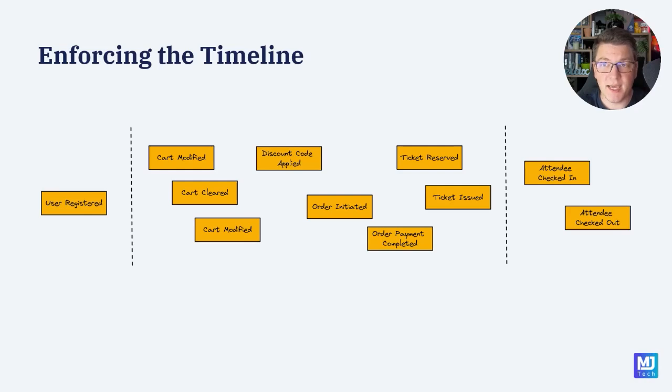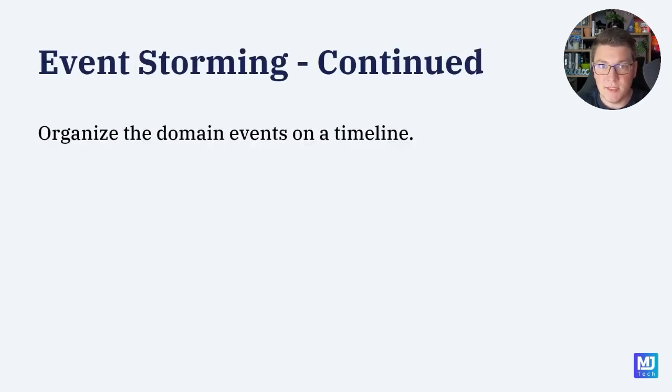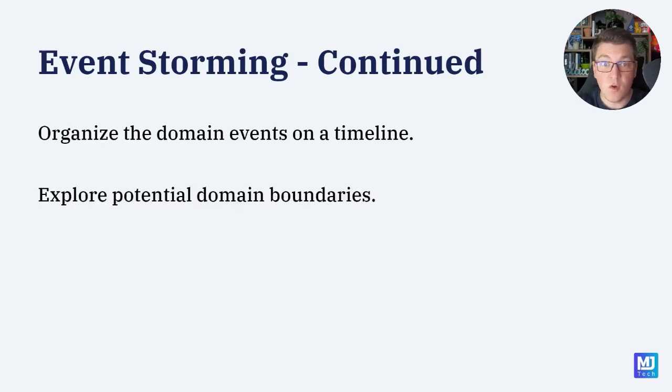And once the user has their ticket, they can attend some specific event, which could trigger an attendee checked in or an attendee checked out event. So that's the general idea of event storming. You're going to first figure out what are the domain events that are part of your larger domain, and then you're going to organize them by enforcing the timeline between the domain events. Once you have enforced the timeline, you can start to explore some potential domain boundaries by grouping together similar domain events and also grouping together the order in which they happen.